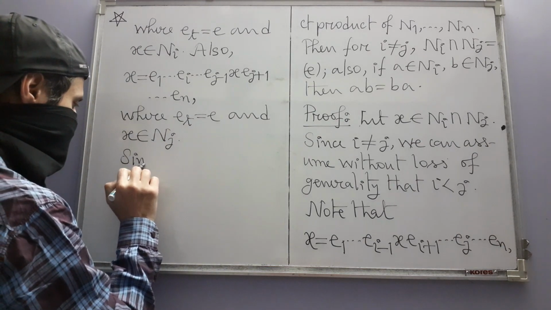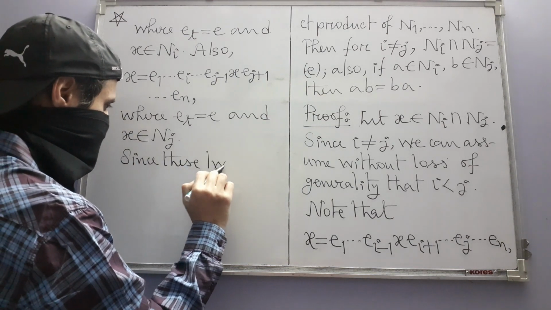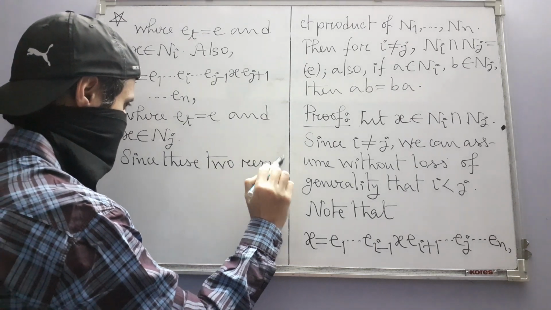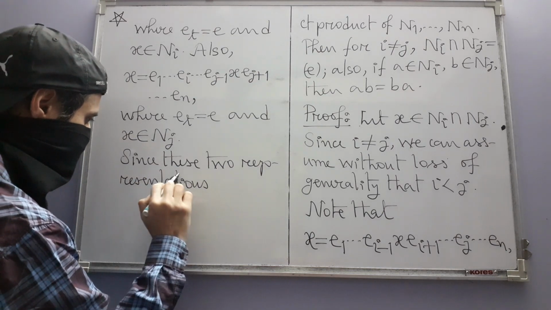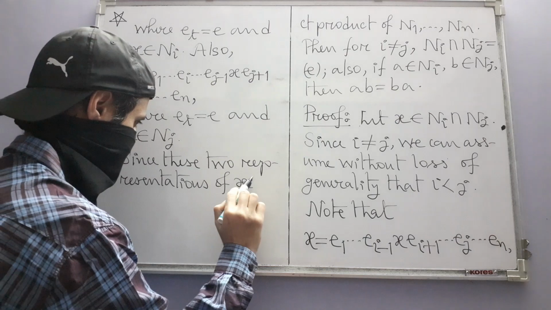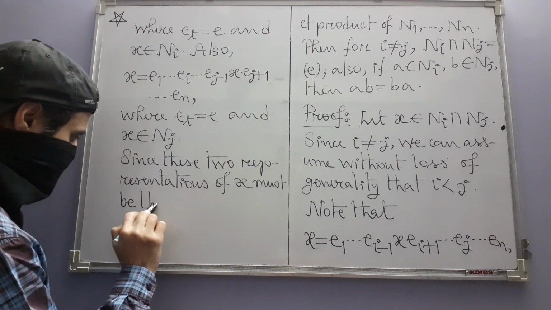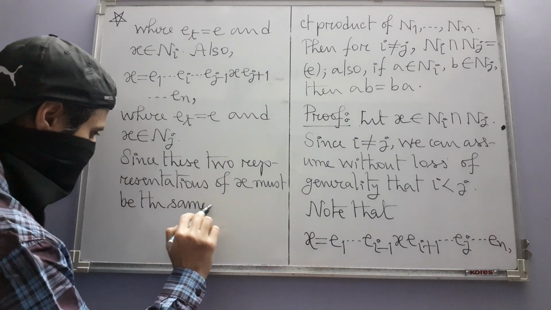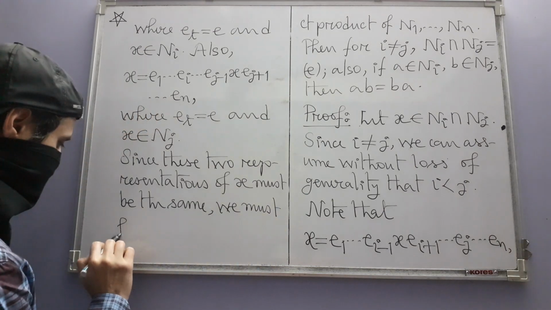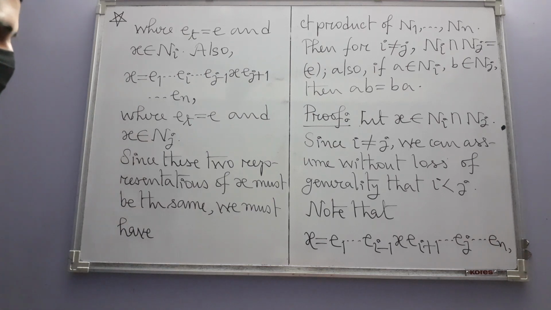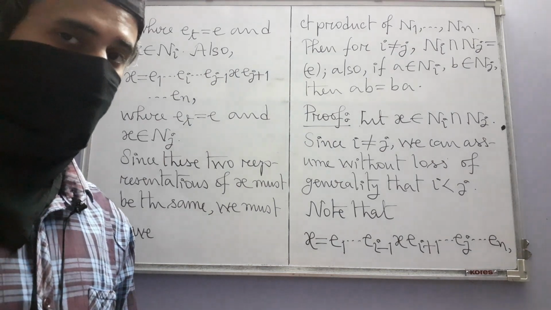Since these two representations of x must be unique, must be the same, we must have, okay, see, there is a possibility of confusion here.